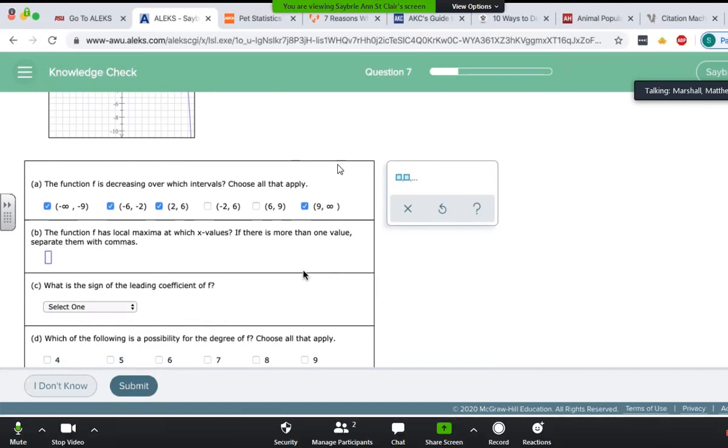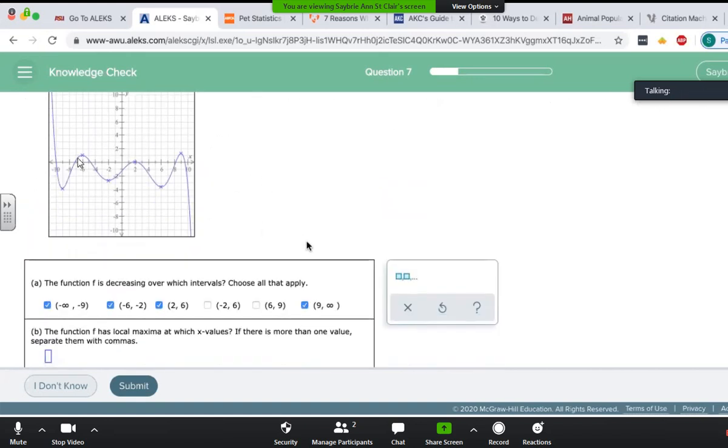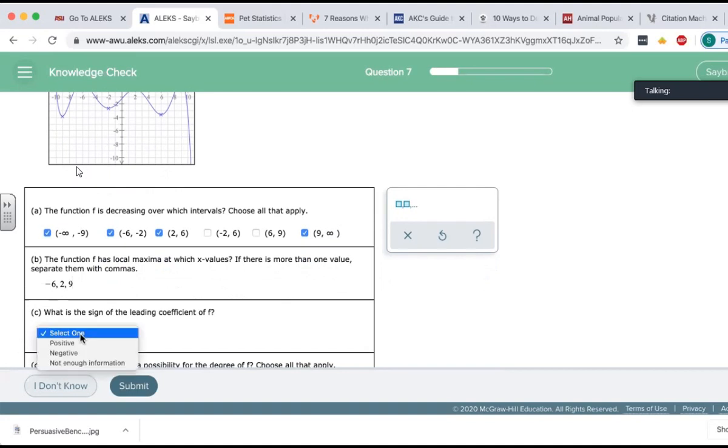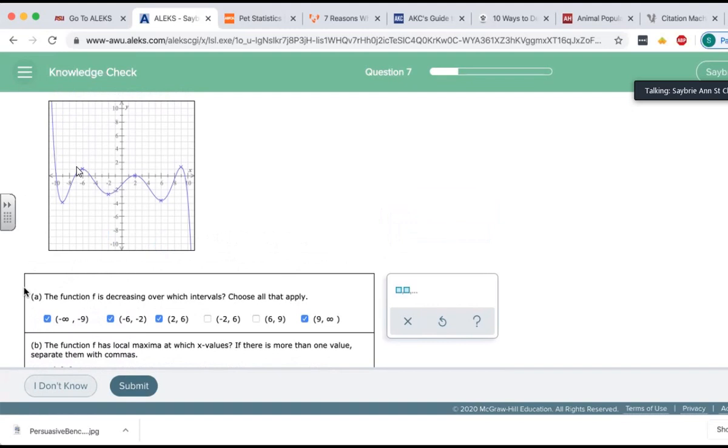All right, so all the local maxima, if you scroll up a little bit. So it looks like negative 6, is this the y value or the x value? I forget. Let's take a look. X value. So negative 6 is 1, and then that looks like 2, and then 9. Yep.